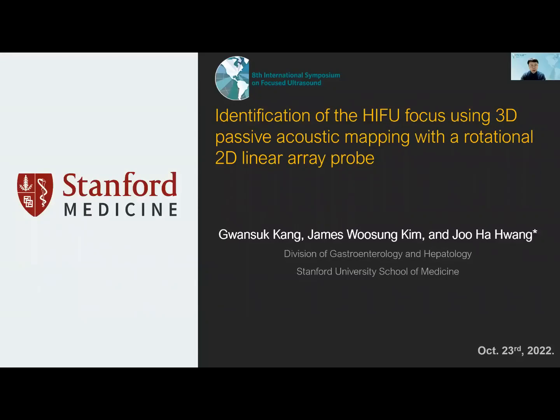My name is Gwansuk Kang from Stanford University. The title of today's talk is Identification of the HIFU Focus using 3D Passive Acoustic Mapping with a Rotational 2D Linear Array Probe. It's about the 3D visualization of the HIFU focal spot.